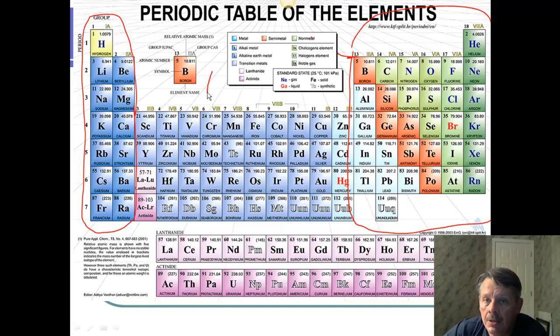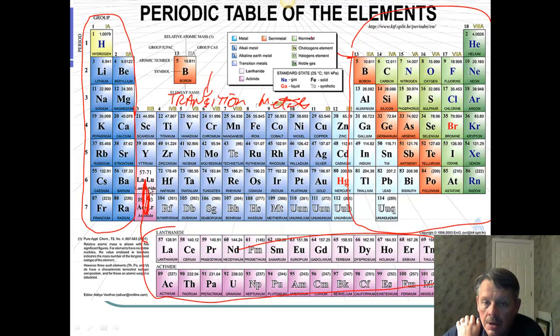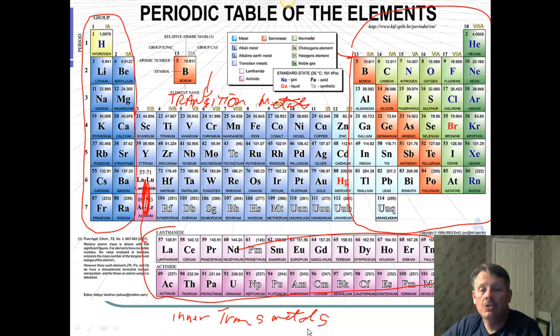Now, things in the middle, all of these things, these are called transition metals, and they can just be called transition elements. But because they're all metals, they can be called transition metals. These things down here, if you remember, are the ones that fit up into these two holes right here, where we separate out the periodic table. Those things are called inner transition metals, and they're inner because they fit inside the rest of it and shove the periodic table apart.